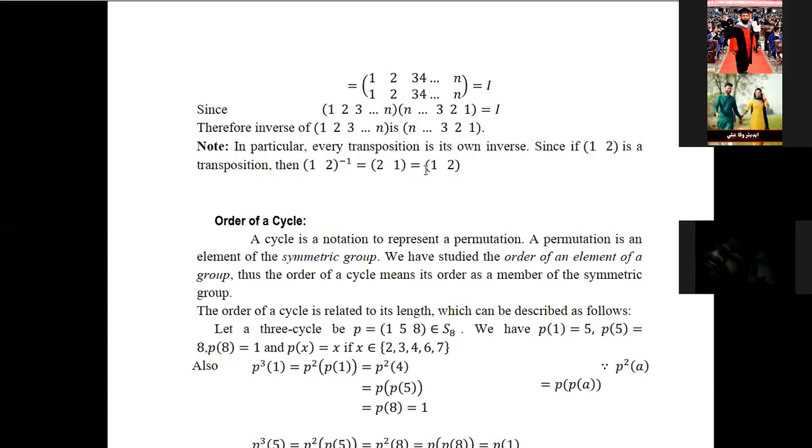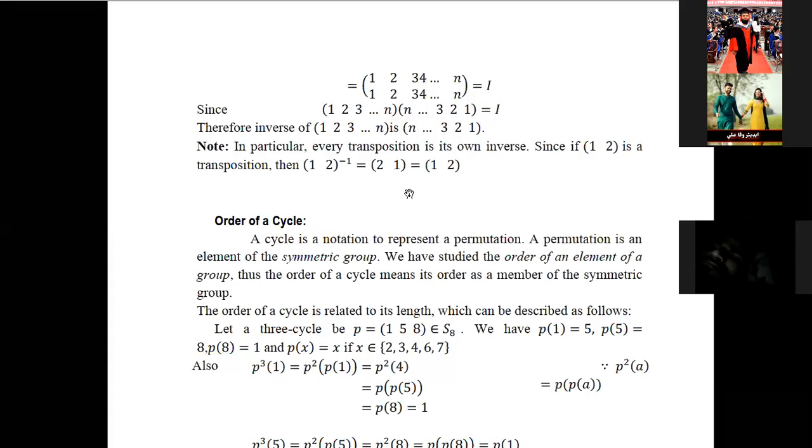And you can check this easily. You multiply the inverse of 1, 2 and 1, 2, and again you get the identity permutation. And the identity permutation means x goes to x, 1 goes to 1, 2 goes to 2, 3 goes to 3, 4 goes to 4. Okay. Now the order of a cycle.